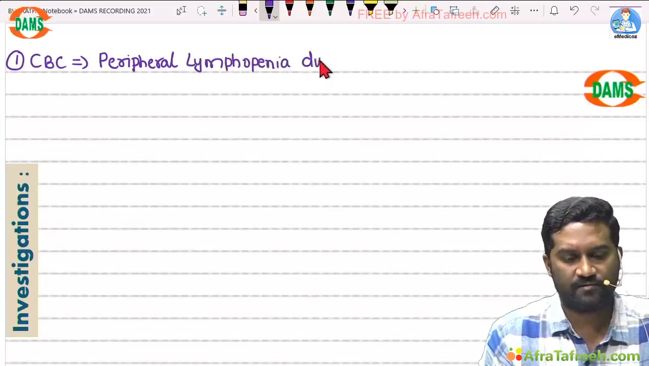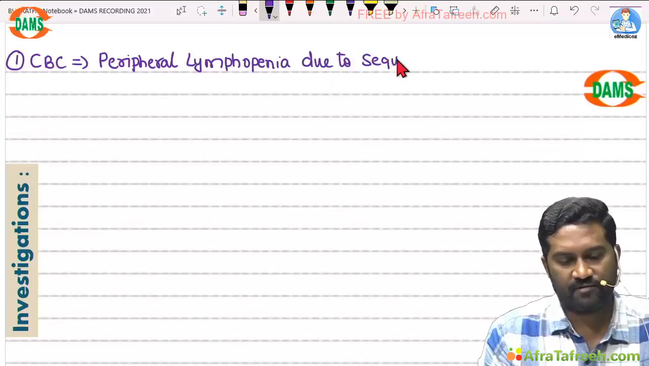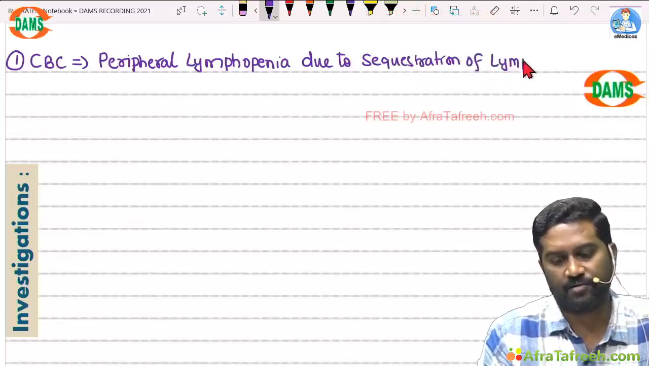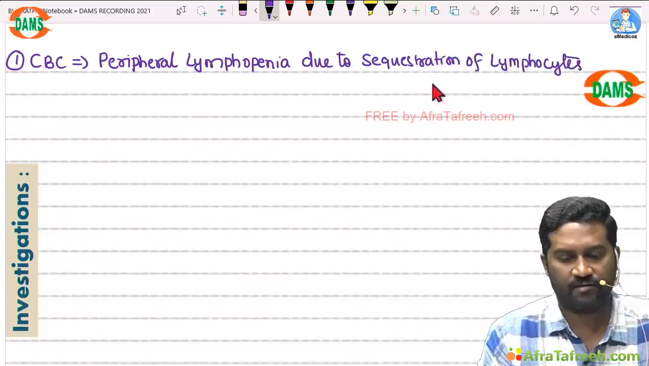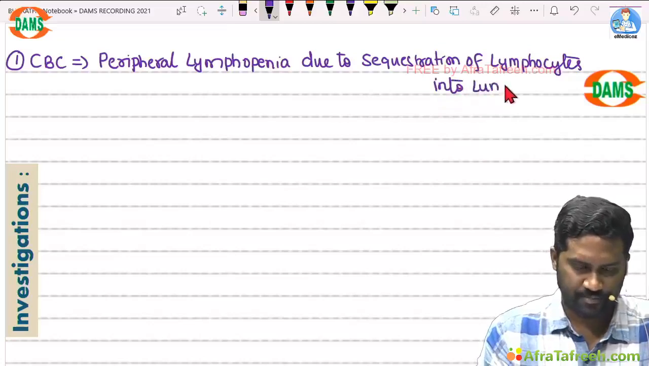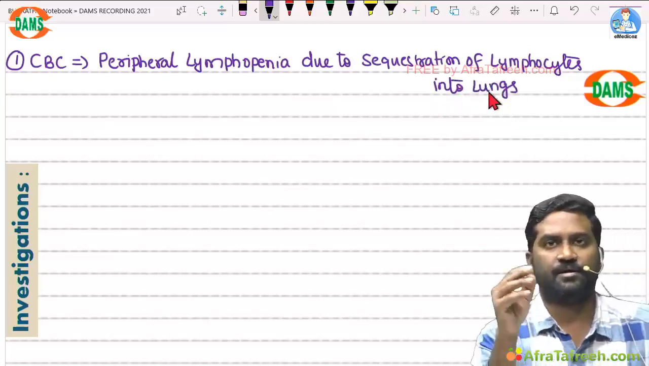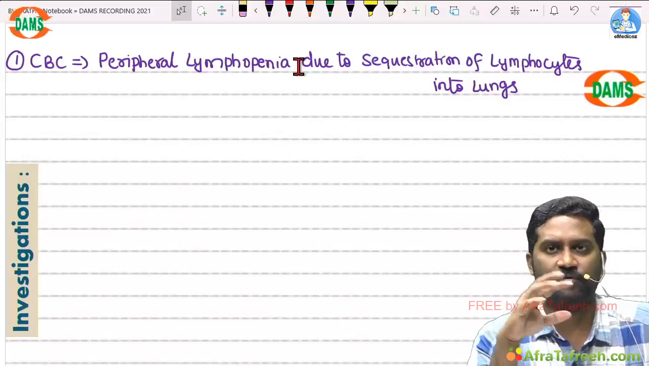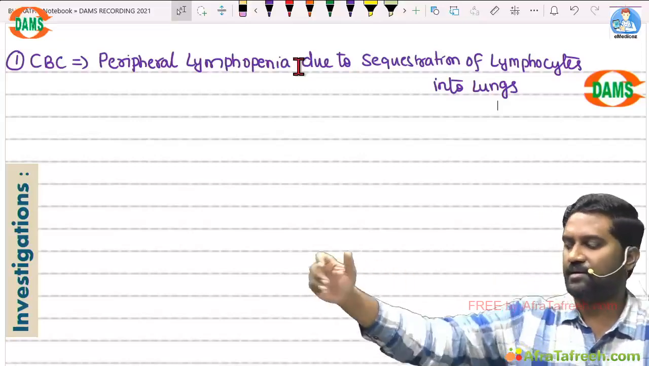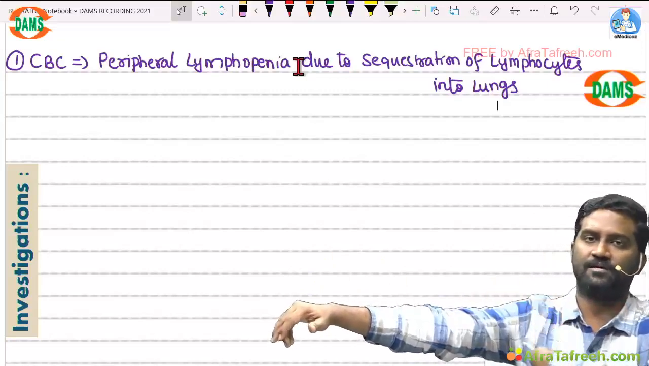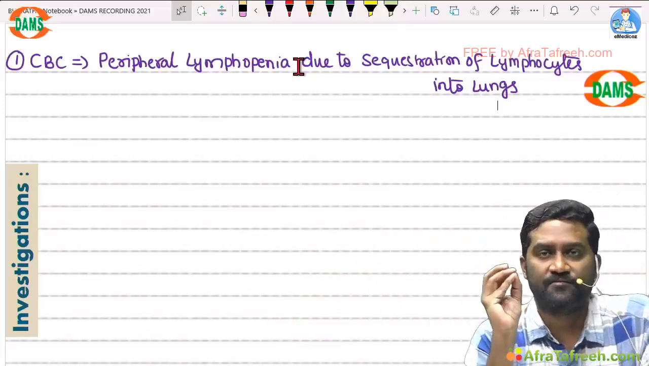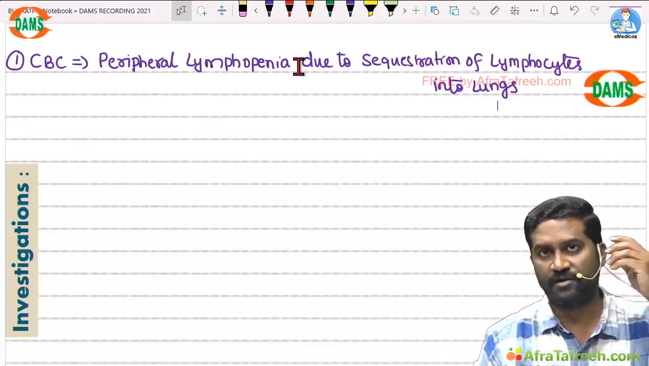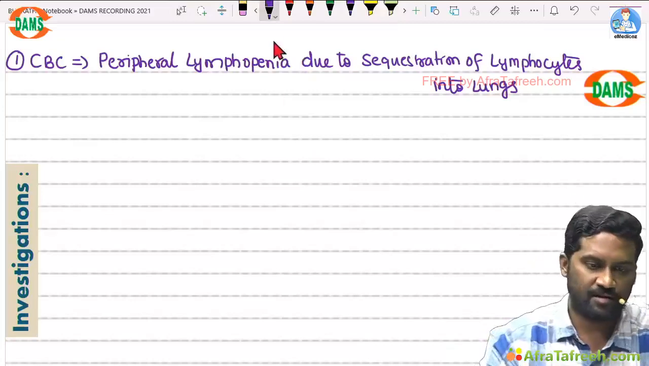What is the reason behind this? Due to sequestration of lymphocytes into the lungs. Whenever sarcoidosis is happening, it commonly happens in the lung. Now how will your body fight against sarcoidosis? With the help of lymphocytes. So your body will divert the majority of lymphocytes into your lung. Because lymphocytes are going into the lung, lymphocytes will be less in circulation, so there will be peripheral lymphopenia.